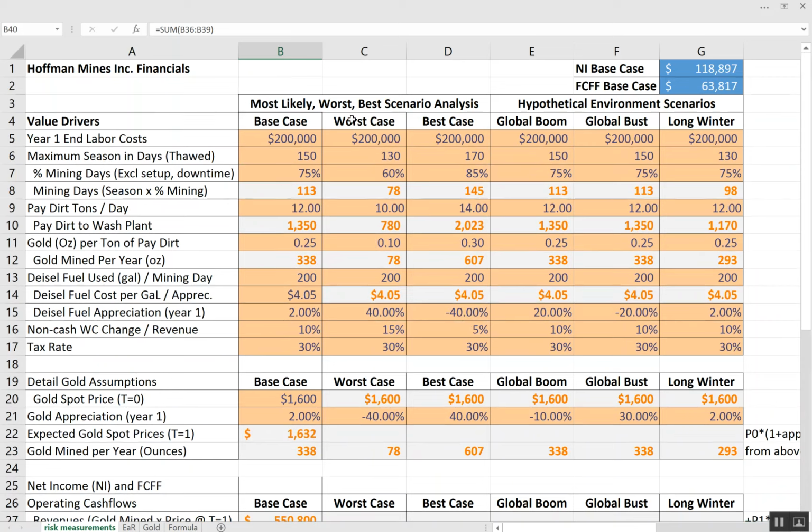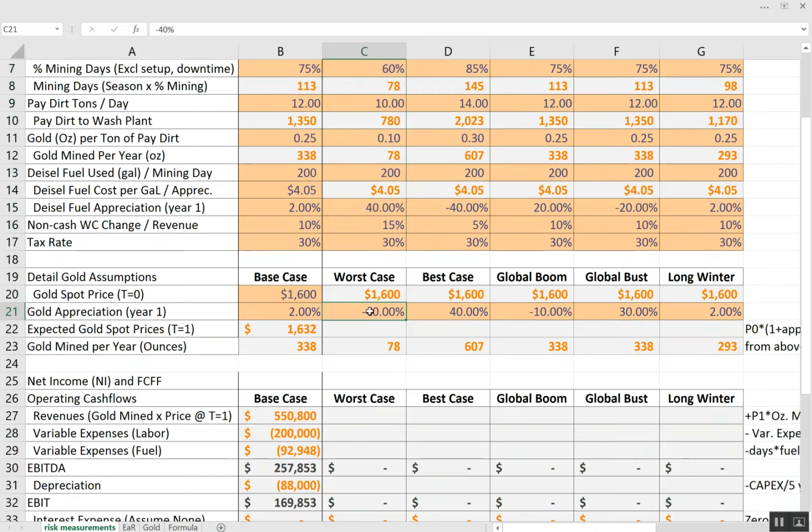Now what I did, to get an idea of the range of what cash flows and earnings could be, is I made a worst case and a best case scenario. So the worst case I said is they're only going to find 0.1 ounces of gold, and the season's going to be shorter, and there'll be more breakages of equipment, so there'll be less time to work on digging up the dirt. So I made some assumptions of everything going wrong, including gold falling by 40% and fuel prices going up by 40%. And then I flipped it.